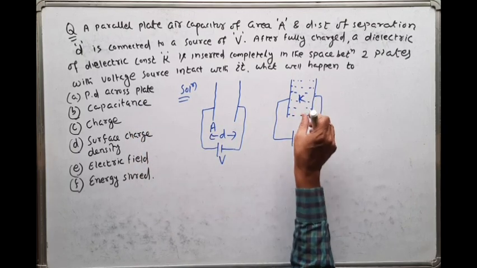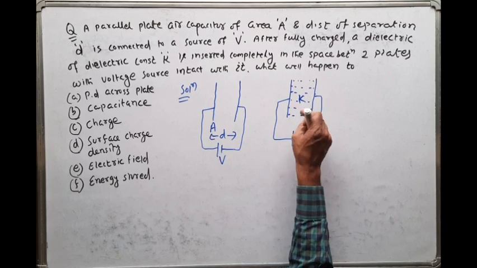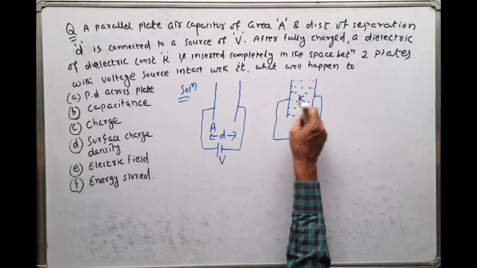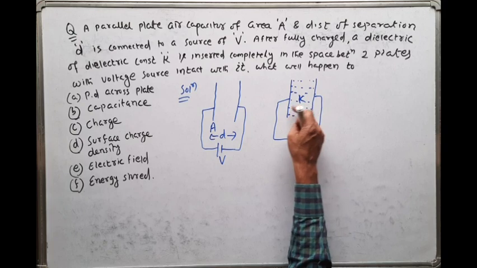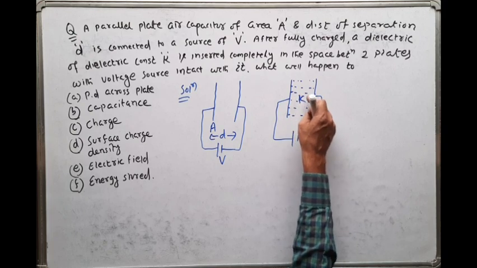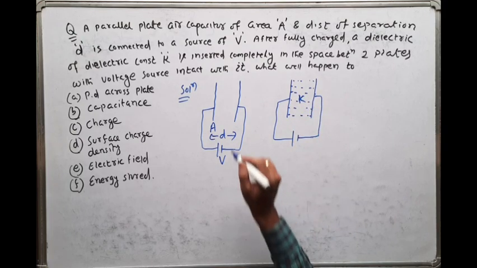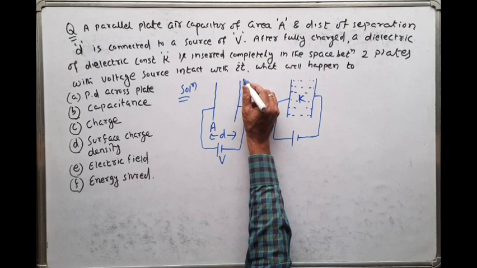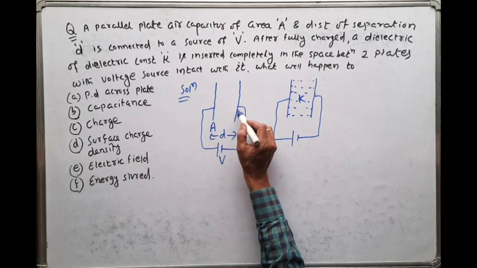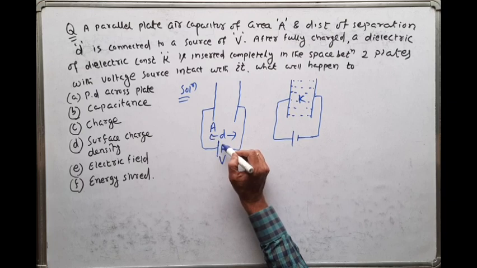After this, we have to compare what will happen to the potential difference across the plates. What is the capacitance value? What is the new charge on the capacitor? What is the surface charge density? What is the electric field between these two plates? And what is the energy stored by this capacitor? Okay. Suppose initially this plate is completely charged, fully charged.